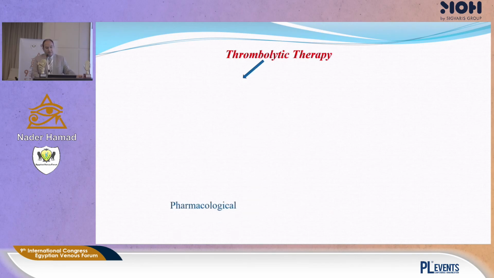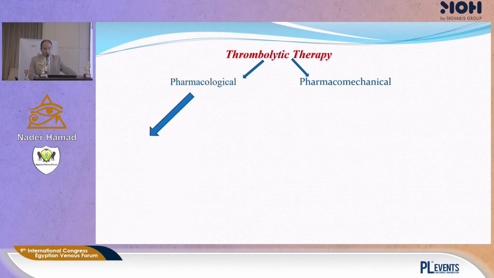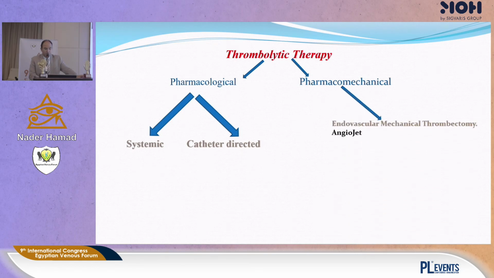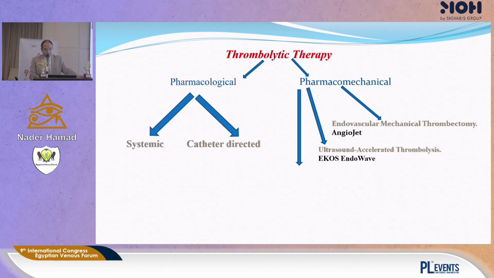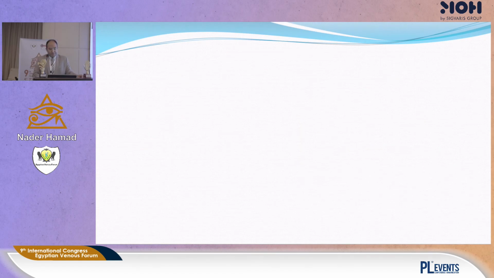So thrombolytic therapy could be pharmacological and could be pharmacomechanical. And the pharmacological could be systemic or catheter-directed, which is preferred because of the general effects and complications of systemic lysis. There are different types of pharmacomechanical thrombolysis, including endovascular mechanical thrombectomy, the AngioJet, the ultrasound-accelerated thrombolysis that was used in the CAVA trial, the EKOS, and the Trellis, which actually is withdrawn from the market now.